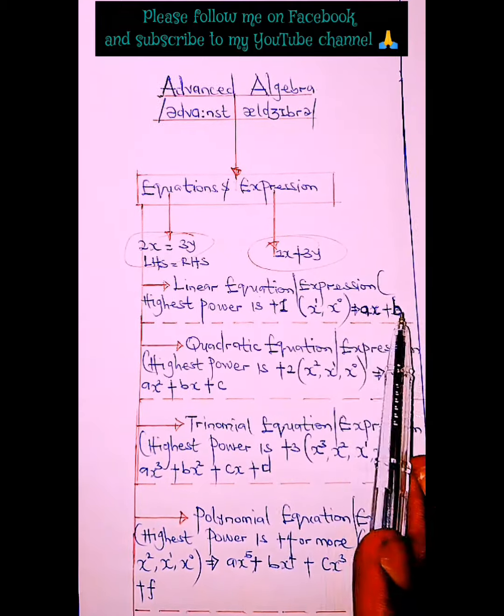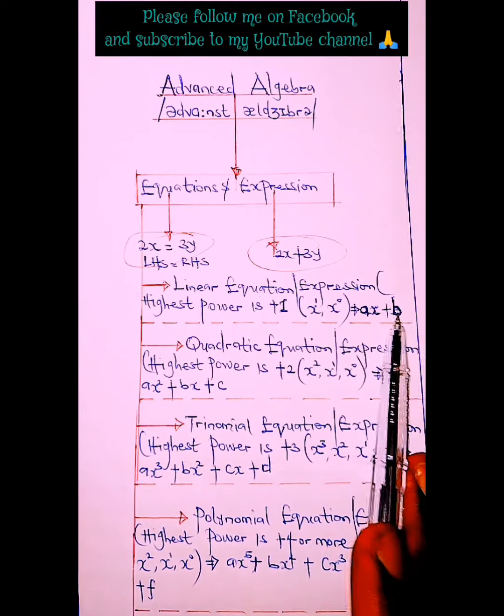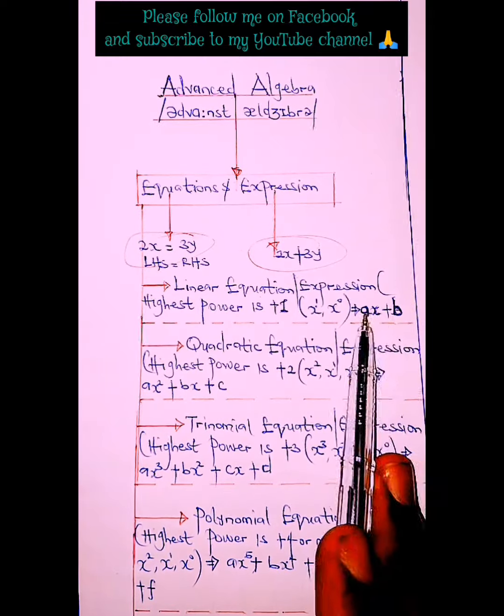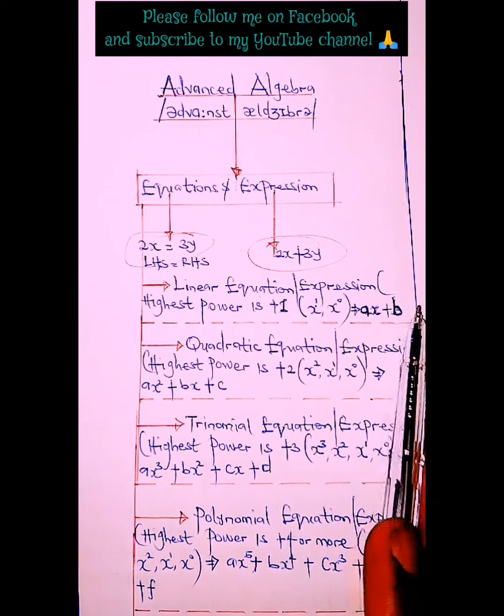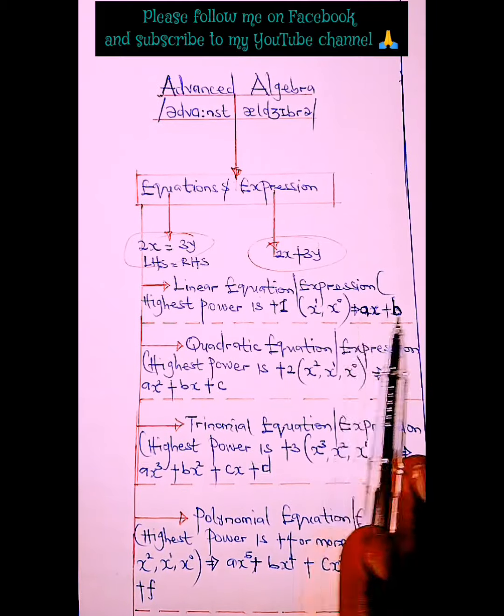This is ax plus b. So, this is ax, this is x to the power 1. Then the b here is b times x to the power 0. So this is a pure linear expression because there's no equals to. And once I add my equals to it, this becomes a linear equation.